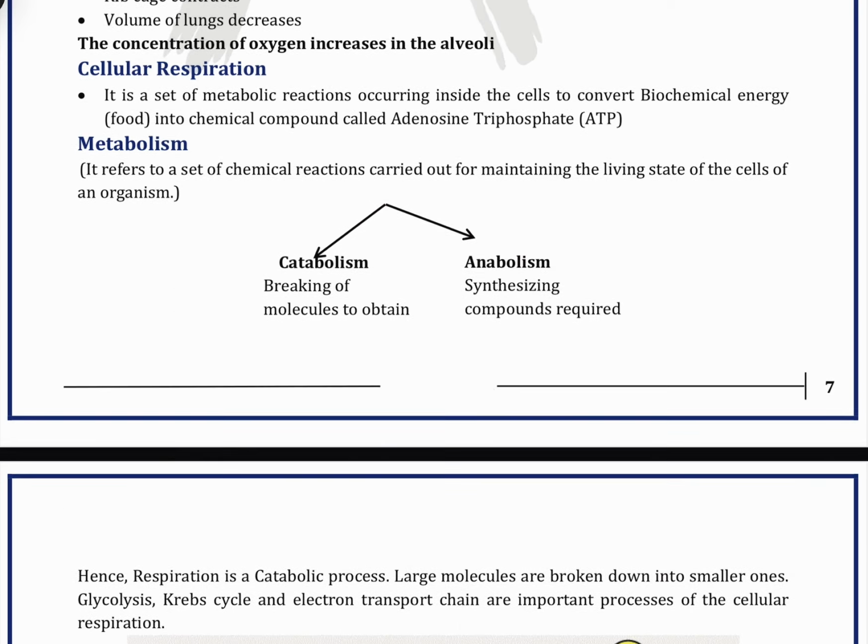The concentration of oxygen increases in the alveoli. This is an important point. You can mark it with a star. Then cellular respiration. It is a set of metabolic reactions occurring inside the cells to convert biochemical energy into the chemical compound called adenosine triphosphate. We have already discussed it, it is ATP.